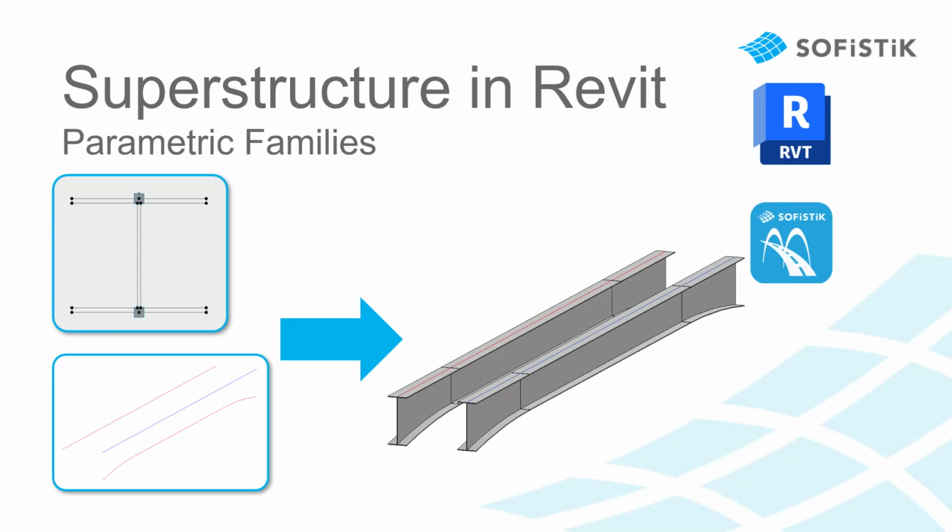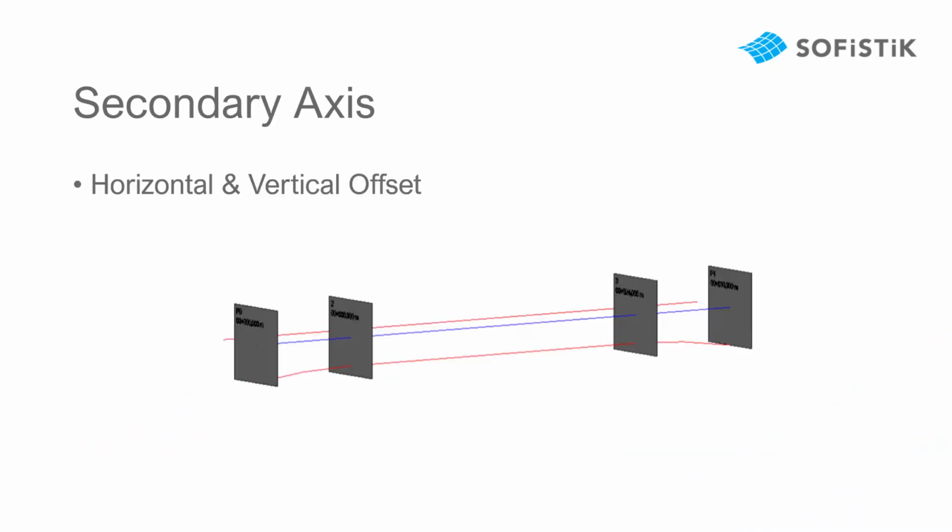In this video, I will show you how to create a parametric superstructure family that references secondary axes of the SOFiSTiK Bridge and Infrastructure Modeler. A secondary axis is hosted on a main axis. You can see the main axis here in blue and the secondary axis with a horizontal as well as a vertical offset in red. An axis can have multiple secondary axes.